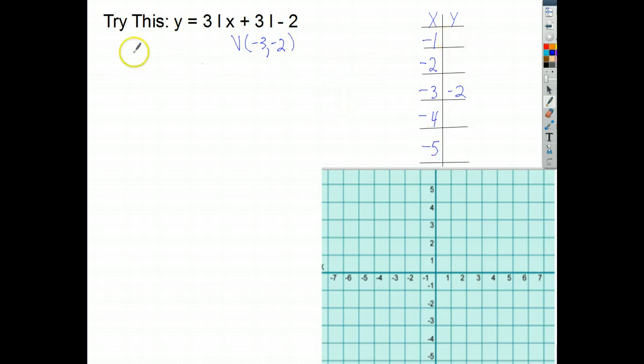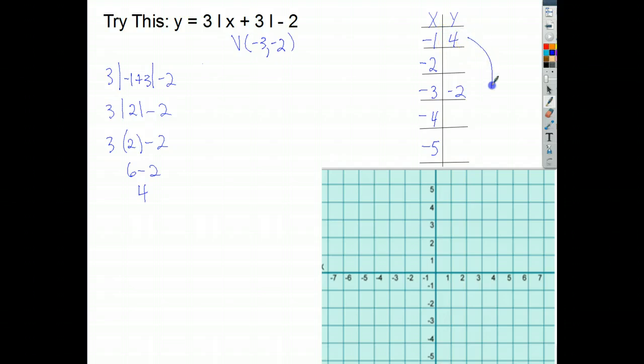Okay? Plugging in negative 1: 3 times the absolute value of negative 1 plus 3, minus 2. Working inside the absolute value, negative 1 and 3 is 2. Evaluate the absolute value of 2 and we get 2. Multiply 2 times 3, we get 6. And 6 minus 2 is 4. That's 4, and so is that. Let's put in negative 2.